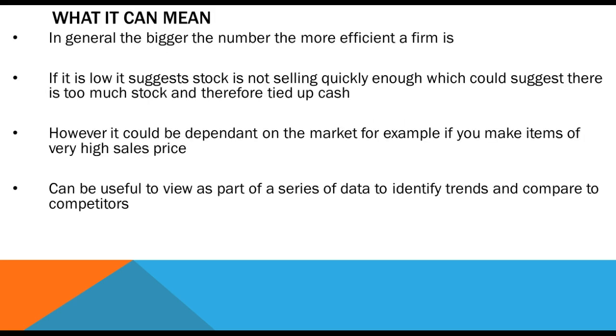So what can it mean? Well, in general, the bigger the number, the more efficient a firm is. So it's bringing in things, it's selling them really quickly, it's turning over a lot of stock, and obviously generating a lot of cash very quickly.